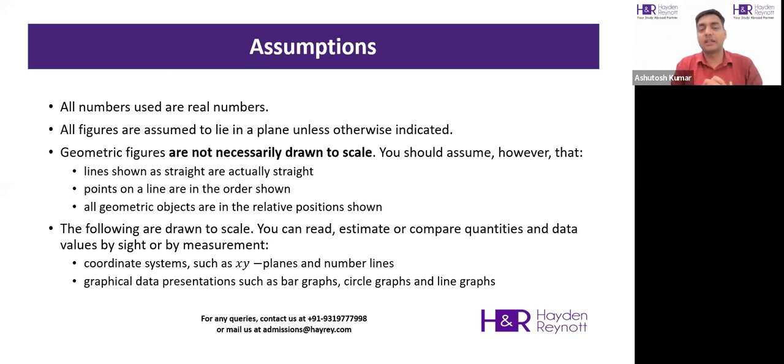All geometric objects are in relative positions as shown. So let's say if there's one object given on the left side and another on the right side, or if two objects are combined, you have to assume that whatever is visible, we can understand, but you don't have to assume any kind of reading or any kind of number. The following are drawn to scale. You can read, estimate, or compare the quantities and data values by sight or by measurement. So a few things you have to assume are drawn to scale, even if it is not written in the question.